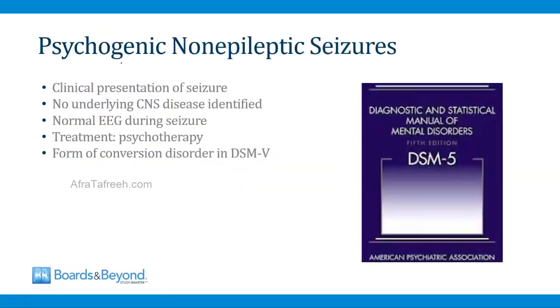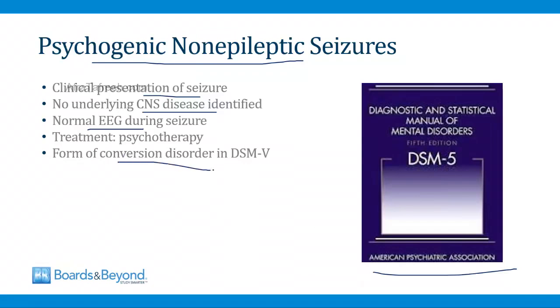I'll finish with this one slide on psychogenic non-epileptic seizures. Patients who have this disorder present as if they are having a seizure, but no underlying central nervous system disease is identified, and the EEG is normal during the seizure. This is considered a psychiatric disorder. It's in the DSM-5. It's a form of conversion disorder, and the treatment is psychotherapy.